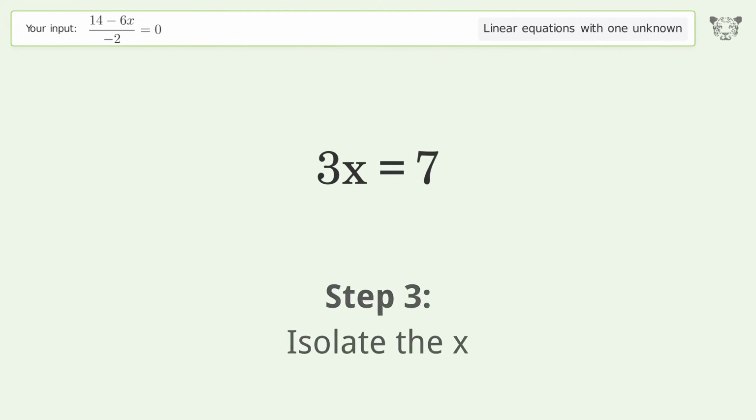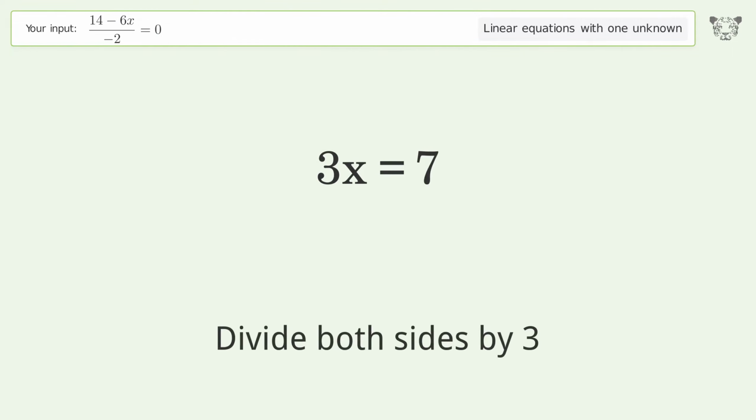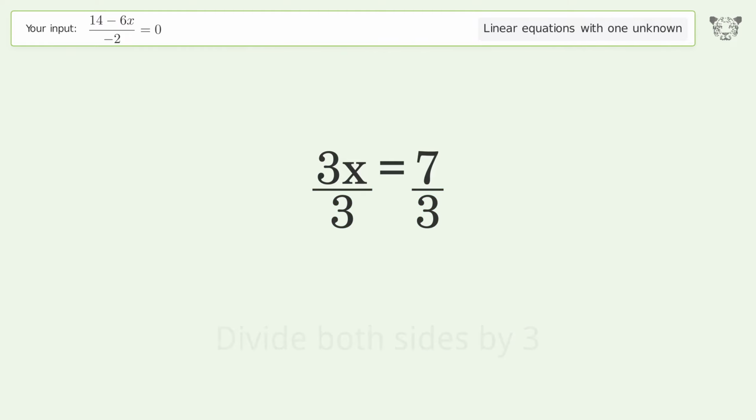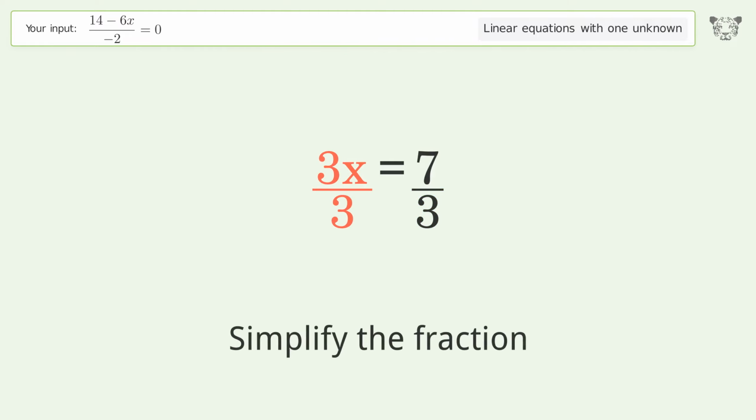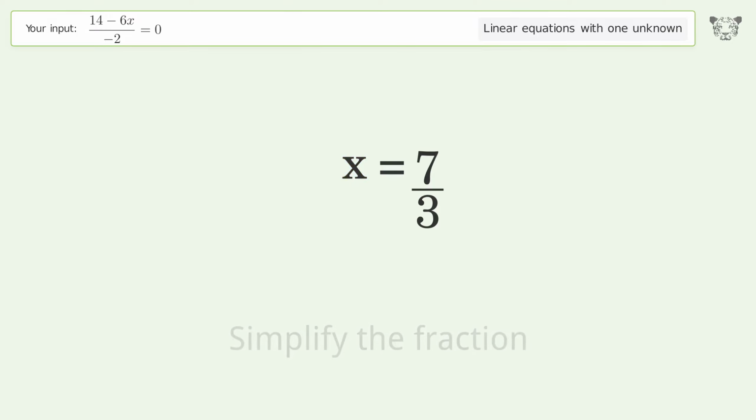Isolate the x. Divide both sides by 3. Simplify the fraction. And so the final result is x equals 7/3.